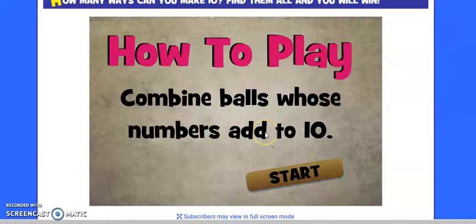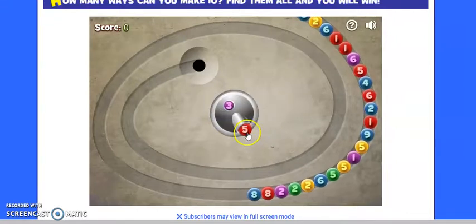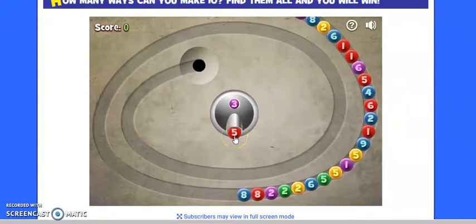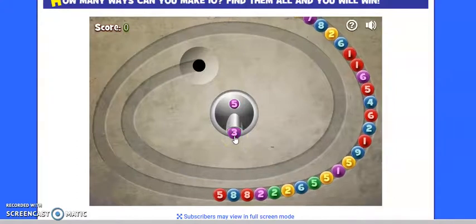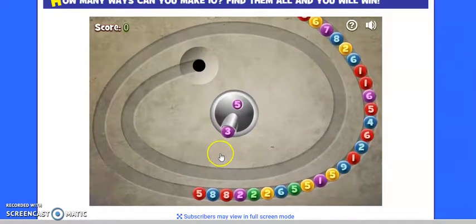All right, so I have found two games with friendly numbers that add up to 10. This is one of them here. You can combine two of the balls in order to make 10. Let's see how it works.